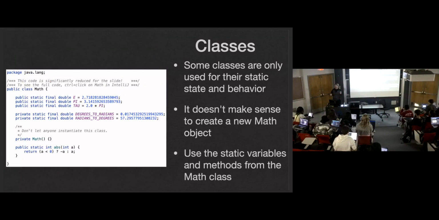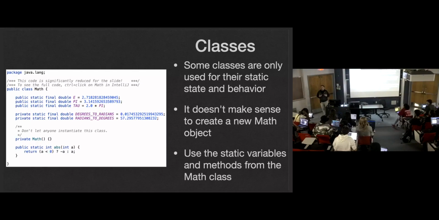So static, we won't use too much within 116, but it is still useful. For example, the math class. This is a class with nothing but static methods. Math class is all static. Static methods, static variables, everything's static, except a constructor. Constructors can't be static.